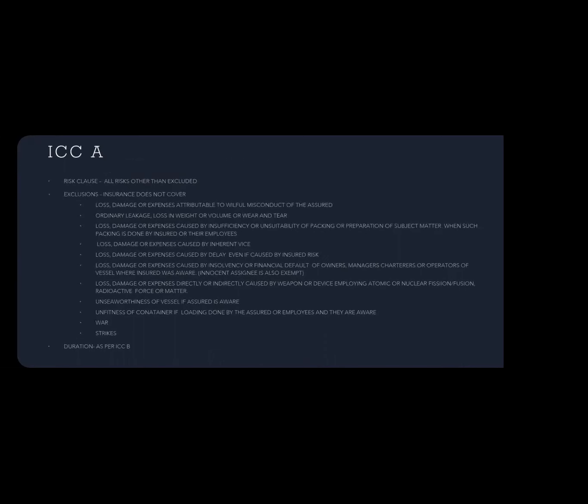Now we will move on to ICC A clauses. ICC A clauses is all risk clauses. In all risk clauses, you might be already aware, the burden of proof of proving that the cause is due to an excluded peril is on the insurer and not on the insured. Unlike ICC B and ICC C clauses, ICC A is all risk, so we have to pay particular importance to the exclusions.